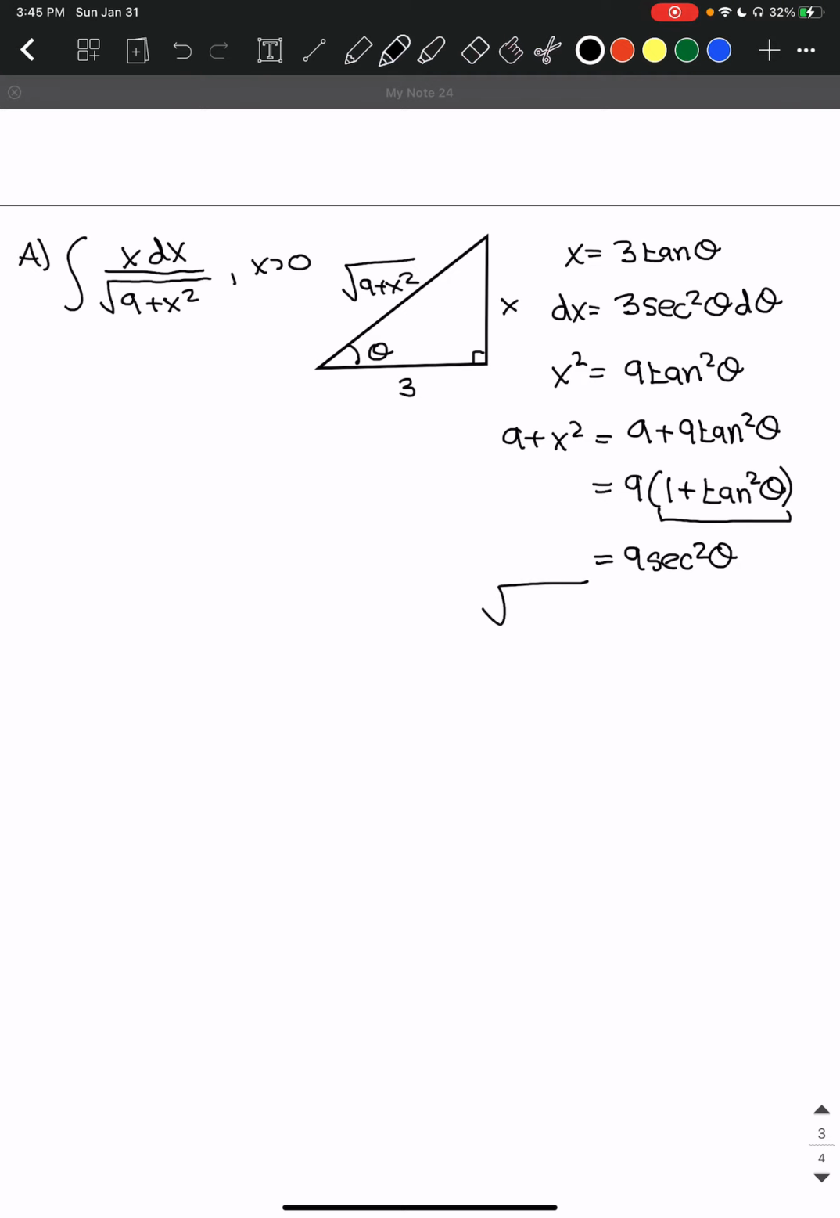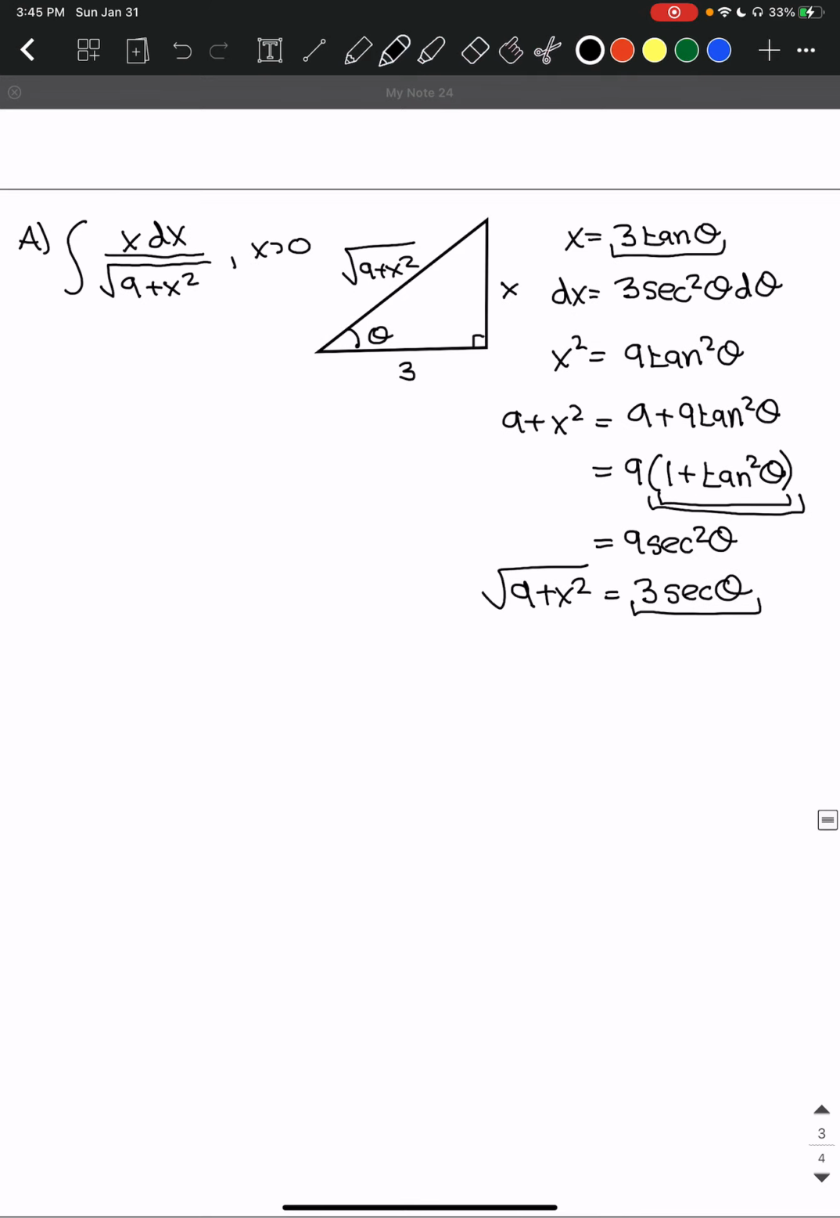So if I take the square root of both sides, the square root of 9 plus x squared is equal to simply 3 secant of theta. Okay, so that's why we chose this in the first place. We found that through a trig identity, we're able to get our square root down to simply one trigonometric function. And we'll see it often cancels with stuff on the top. So we can go ahead and finish out this integral.